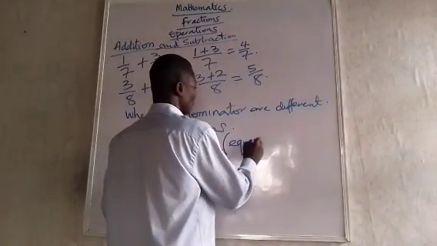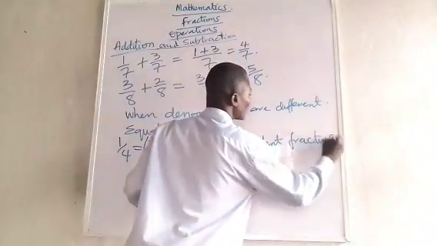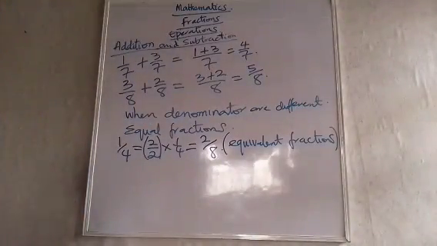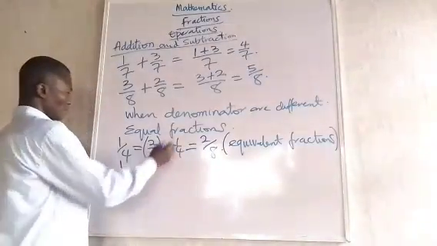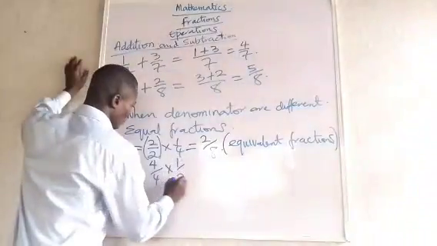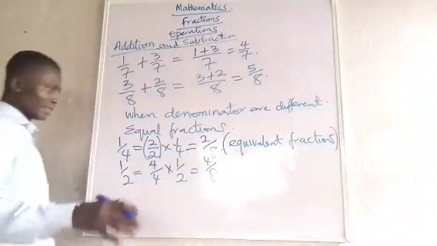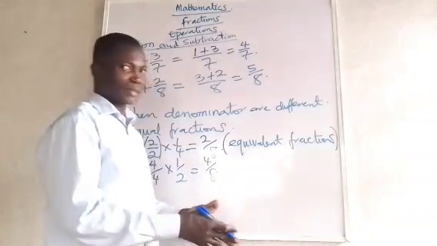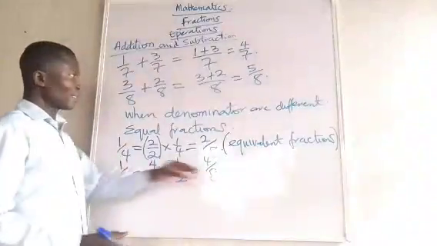Let me put it like this. One over 2. So if I have something like this, 4/4 times 1/2, it means that 4/8 and half, they are equivalent. They are the same thing. Do you understand? So we have equal, equivalent fractions.